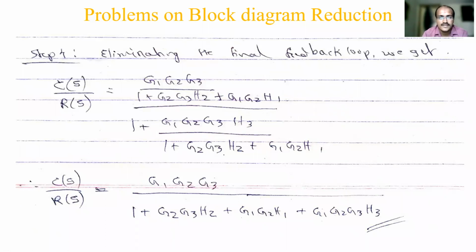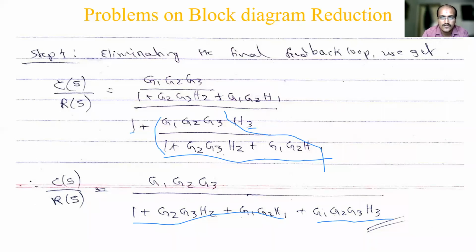So eliminating the minor feedback loop we get. So G I have substituted, G1 G2 G3 divided by 1 plus G2 G3 H2 plus G1 G2 H1, divided by 1 plus the G part I have written first. So this is the G part. Then the H part is only H3, so that is multiplied here. Clear? So now again you have to multiply this one with this complete denominator. So I'm discussing the denominator first. So 1 plus G2 G3 H2 plus G1 G2 H1, plus whatever is there in numerator here, it will come over here, G1 G2 G3 H3.